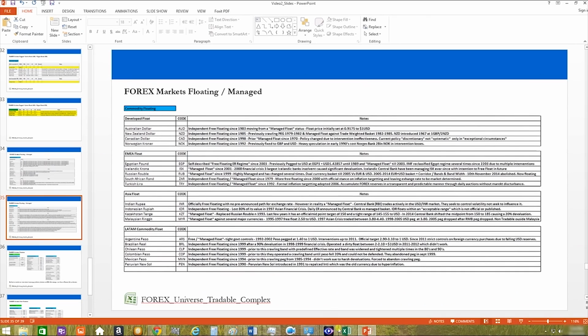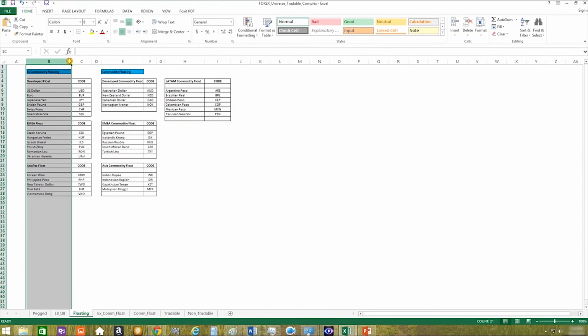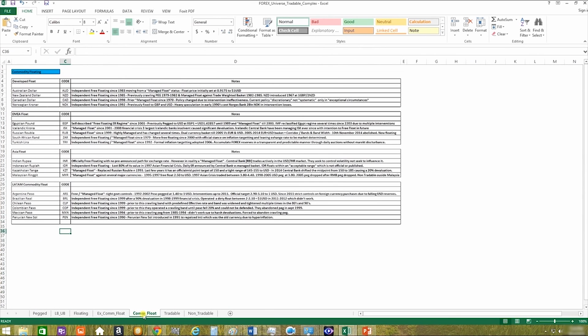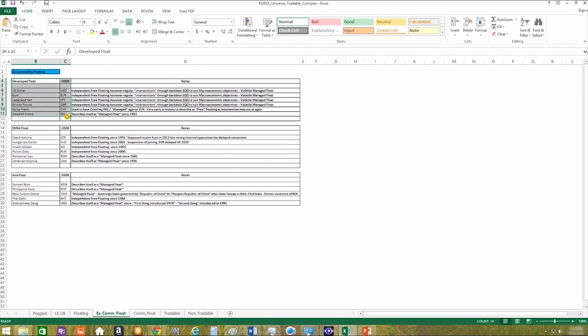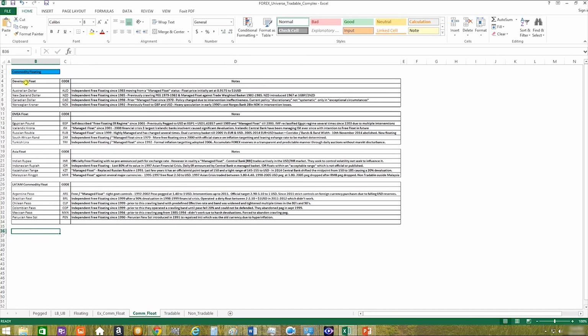So let's go into the sheet now and we can show you how this is broken down. So we have all our floating currencies here, whether it's X commodity or commodity, and we have our two tabs here, X commodity and commodity floating. And if we go into the X commodity floating, you can see that we define by developed float, EMEA float, and Asian float. So there are no LATAM floats for X commodity. And in commodity float, we've defined by developed, EMEA, Asian, and LATAM. So now we've drilled down a further level.